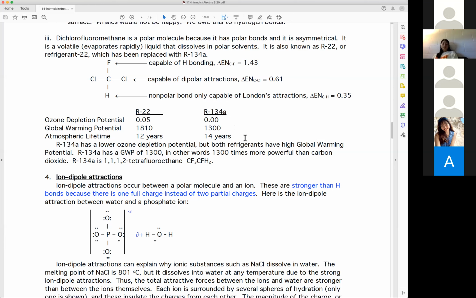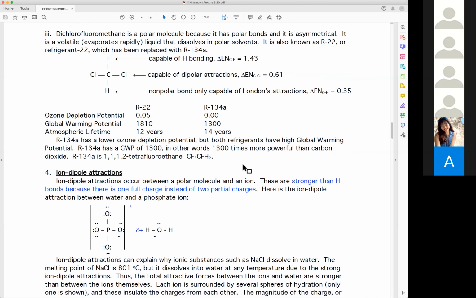Anyway, so what does this mean right here? 1300 global warming potential. It has a global warming potential 1,300 times more powerful than carbon dioxide. That's why we have to be very careful about letting this stuff into the atmosphere. Very strong greenhouse gas, and it also destroys the ozone.